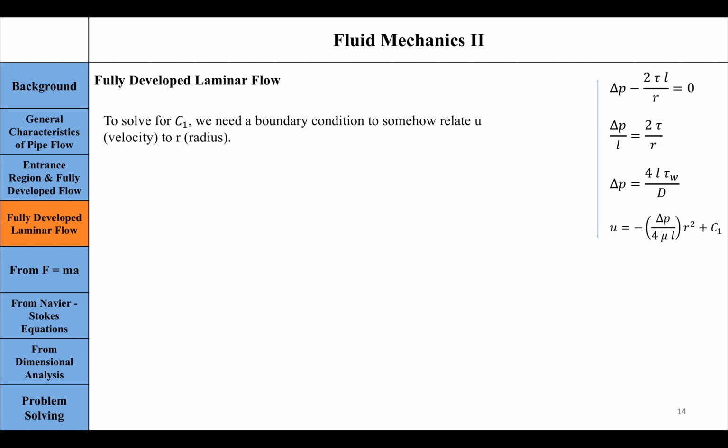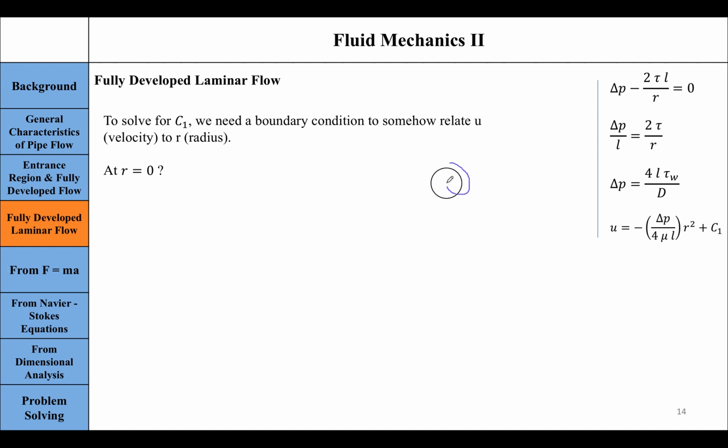And to solve for C1 now, we need a boundary condition. We need to somehow relate velocity to the radius. One of the ways is to see what is happening at r equals 0, that is the center line. So what is happening at r equals 0? Basically, velocity is maximum here, but dr is going to be equal to 0.